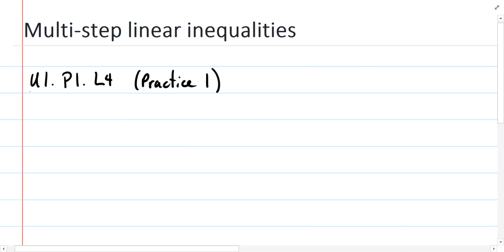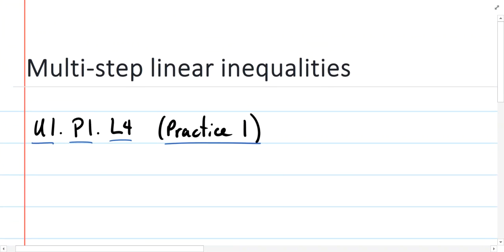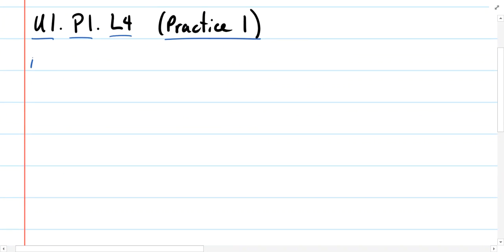Notice I've labeled it this way: Unit 1, Part 1, Lesson 4, Practice 1, and I also included the name of the video here. I think that would be a fine way to label your work if you're asking for help and clarification and sending me pictures of your work so that you can get that help.